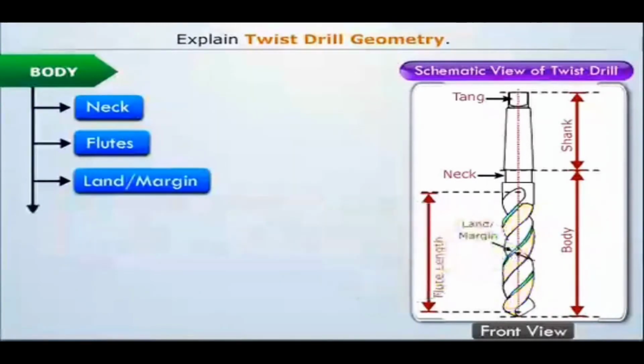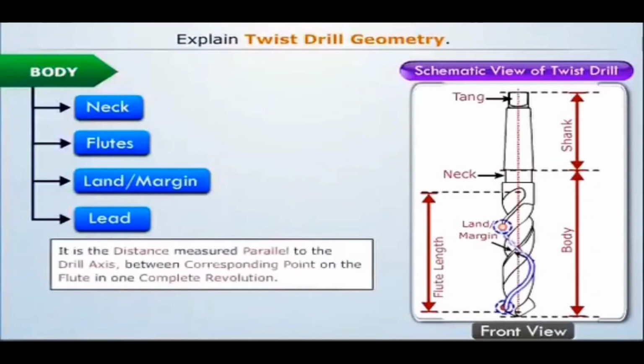Now let us consider any point on the leading edge of the land. We see that the same leading edge point appears in the same position after one complete revolution. The distance measured parallel to the drill axis between these two points is called lead.